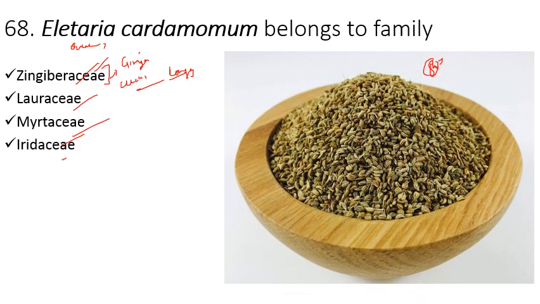Next we have one spice that is commonly known as ajwain, and its scientific name is Trachyspermum ammi. It belongs to family Apiaceae, that is, again a member of the coriander family. And here the part used is again the fruit.